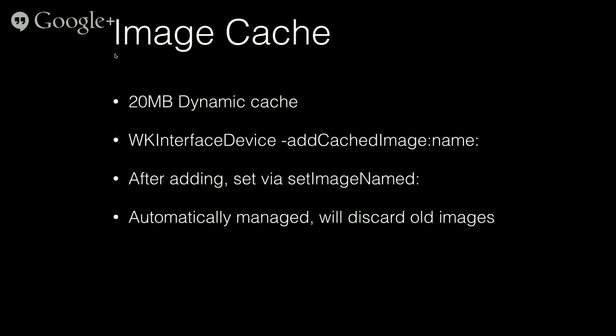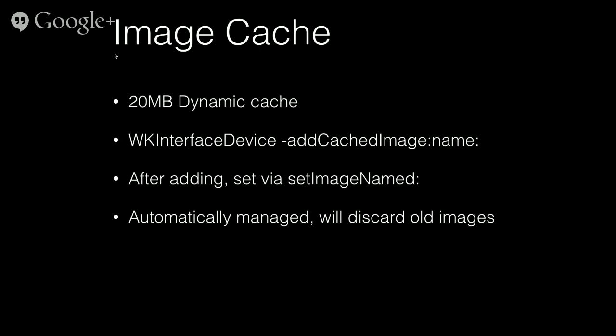To use the cache, there's this class WKInterfaceDevice, and it has a singleton object, currentDevice, which gives you access to things like the screen resolution and the width and height of the screen, as well as the image cache. I don't remember what else is in it. But anyway, it has a method, addCachedImage, and so you can call that to add an image to the cache.